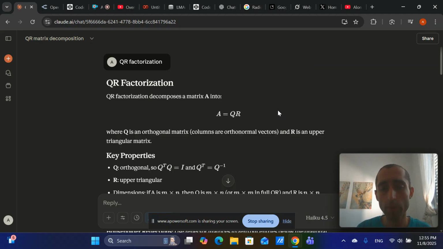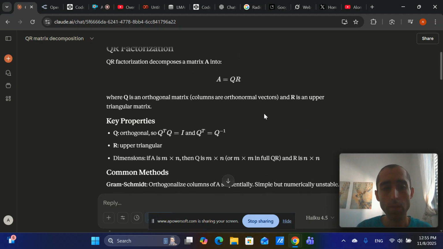which is called R. Now, the property, remember, of an orthogonal matrix is this: Q transpose Q equals I, and Q transpose is the inverse of the matrix. This is by definition for orthogonal matrices. Now, A can be any matrix, doesn't have to be square as we said, so it can be M by N. And we get Q, which is M by N, and R, which is the upper triangular matrix, which is N by N. This is the factorization.